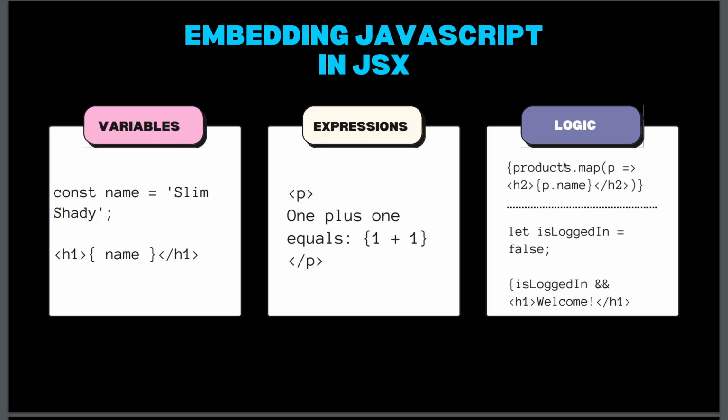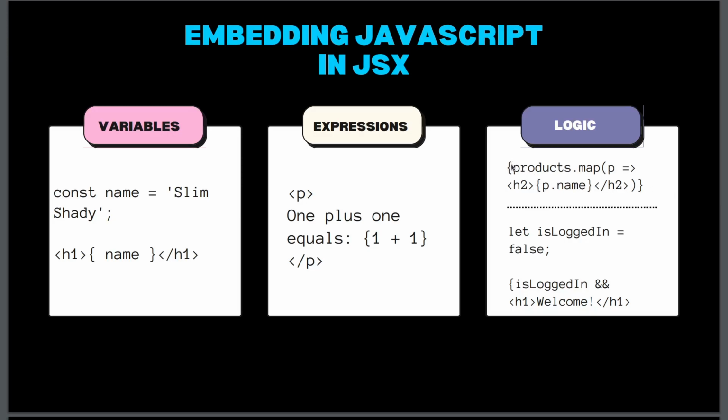And the final and the most interesting example is with logic. So here we have a products variable which contains an array, and then we're using the map method on that array. And for each product in that array, we can assume they're strings or objects. We return an h2, and embedded inside of that is the product name. So in this case, each product is a JavaScript object that has a name property, and we're embedding it in there. So this is 2 layers of embedding.